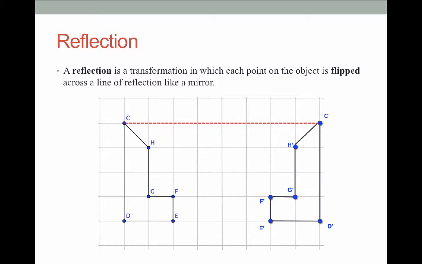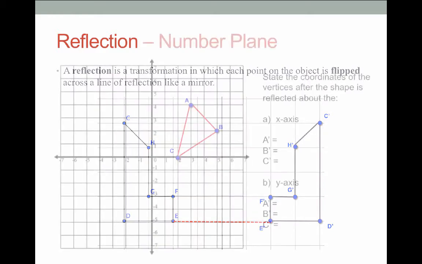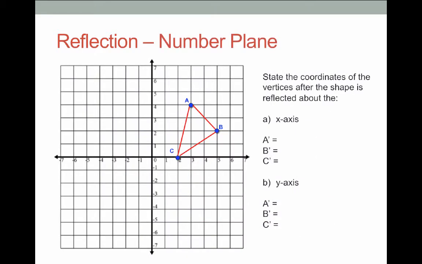Notice how each point is exactly the same distance from the reflection line as the other point is. So F and F dash are 2 boxes away, D and D dash are 4 boxes away from the line, and so on. This is the way that we reflect points about a line. Let's take a look at reflection and the number plane.